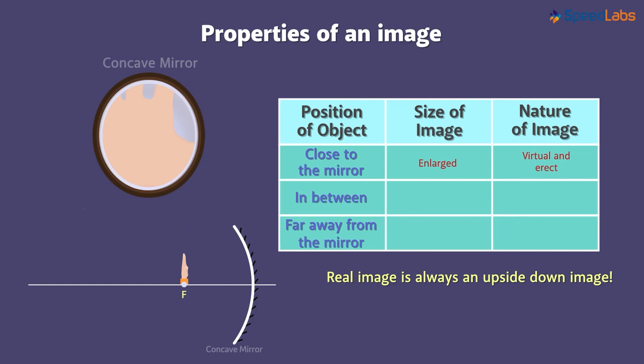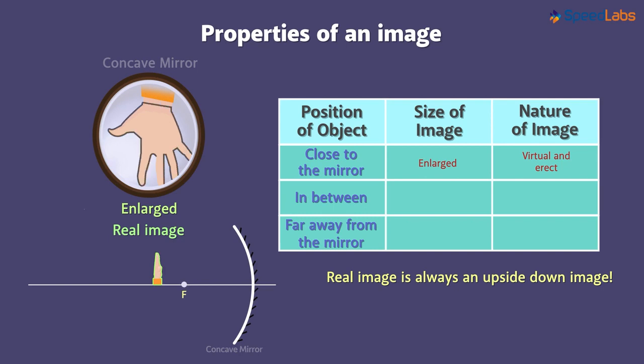However, let's keep moving our object further away from the mirror. You will find that the size of the image keeps on reducing. However, compared to the size of the object, the image is still bigger. But you must have noticed one interesting thing. Yes, now the image is upside down. This means that this is a real image. Here is one interesting fact. Whenever the object is kept beyond the focal point of a concave mirror, its image will always be a real image.